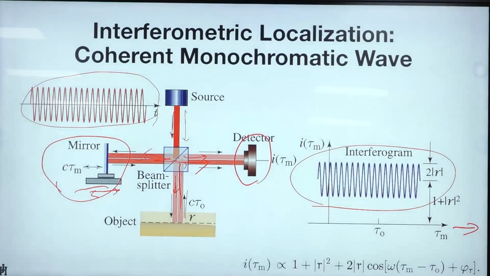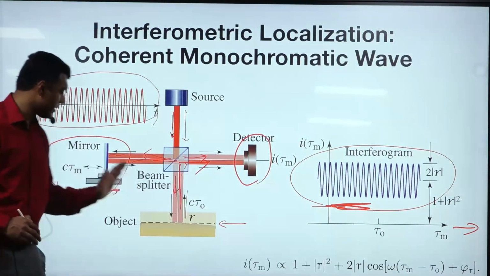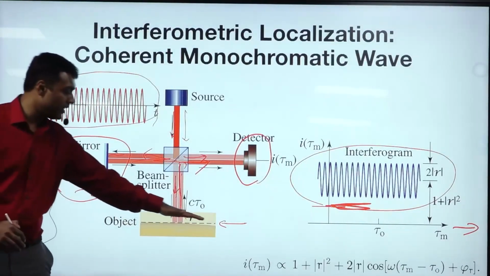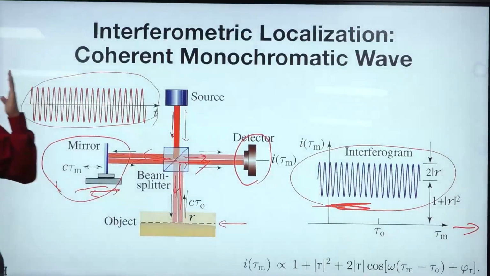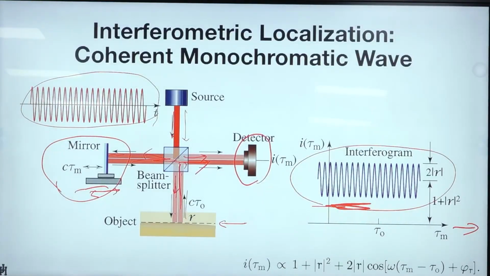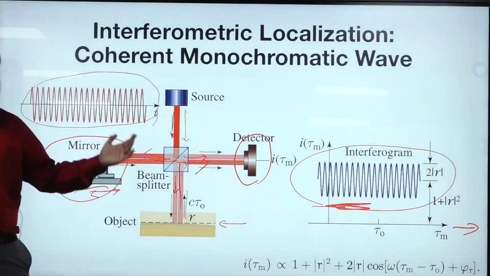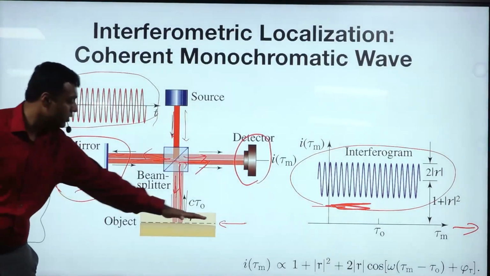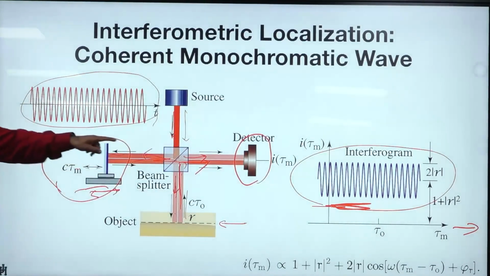How is this related to the object? It turns out you can think of a surface somewhere inside the object as also acting like a mirror, a weak mirror, something that reflects or scatters light back. Depending on the position of the reference mirror relative to the position of that surface, you will get an interference pattern.